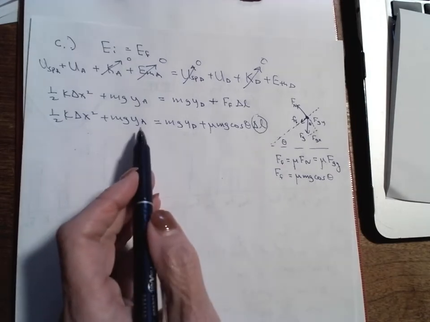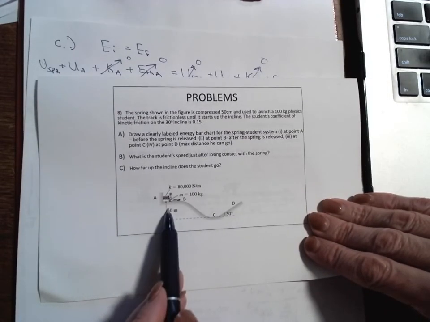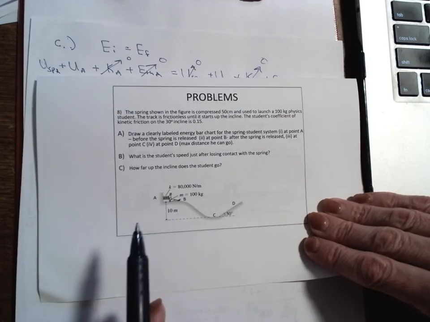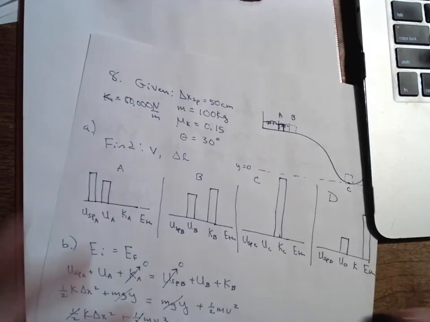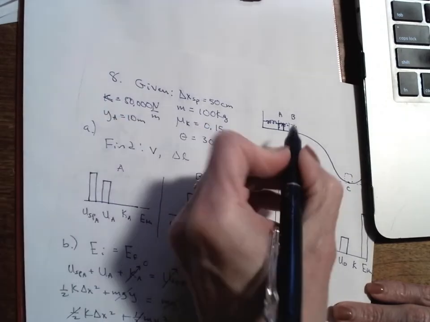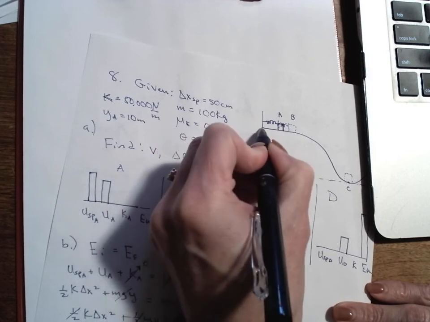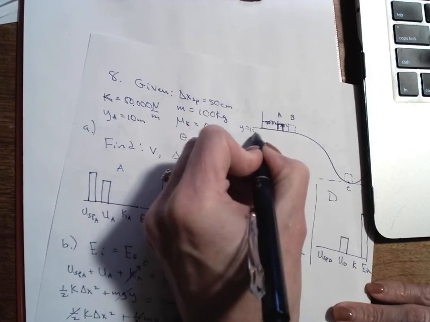So let's deal with YA. I forgot to put this in my givens. It's in the picture. So YA, the student starts at 10 meters. I'm just going to add that back in. Y at A is equal to 10 meters, and include it in my drawing. So this is Y is equal to 10 meters.